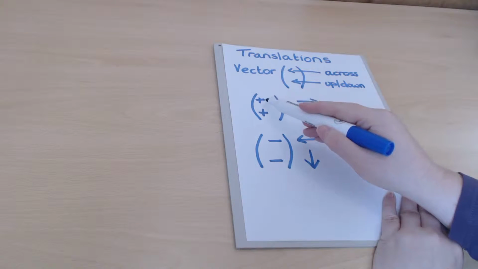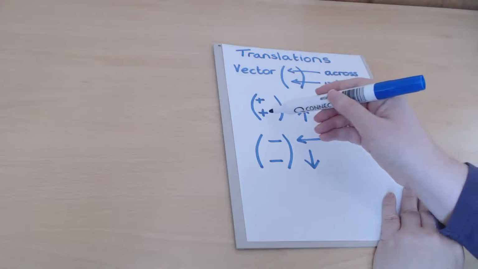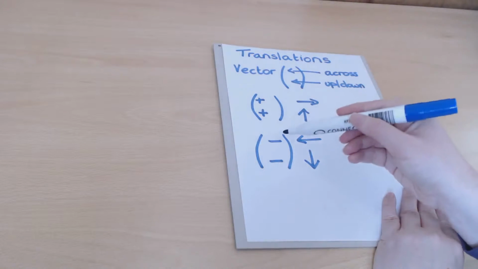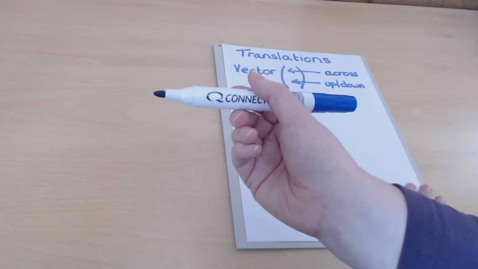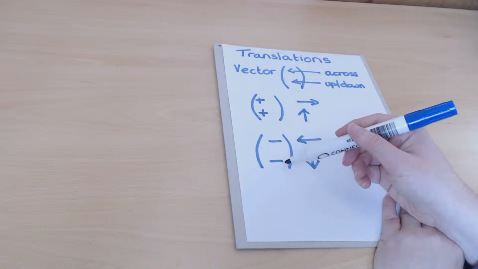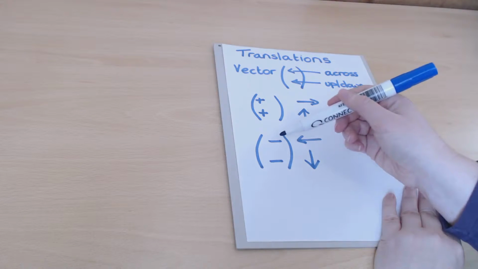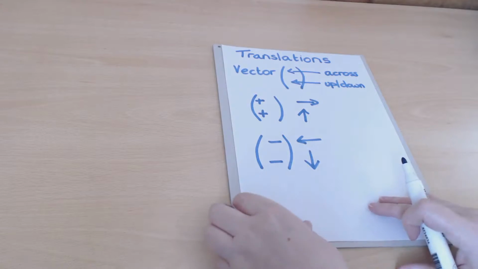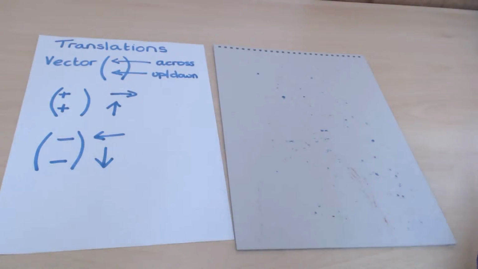The number on the bottom relates to whether we're going up or down. So if the number on the top is positive, that means we move in this direction. If the number on the bottom is positive, that means we move up. If the number on the top is negative, that means we move backwards. And if the number on the bottom is negative, then we move downwards. It's not always negative and negative. It can be a mixture. That's just to explain how it works. So let's have a look.